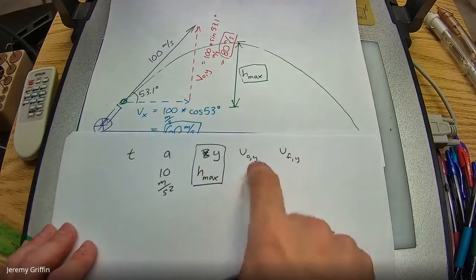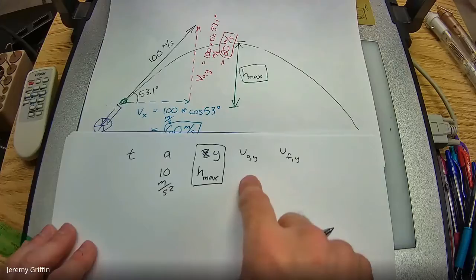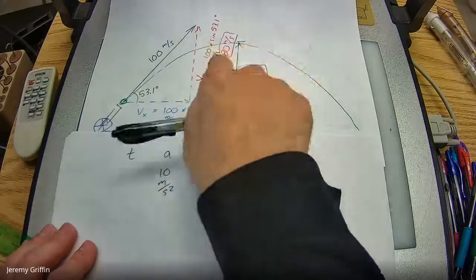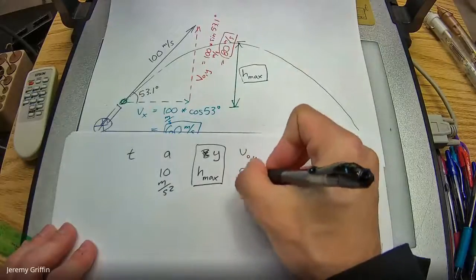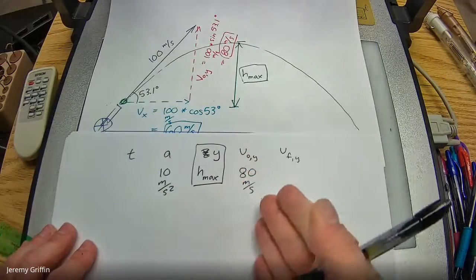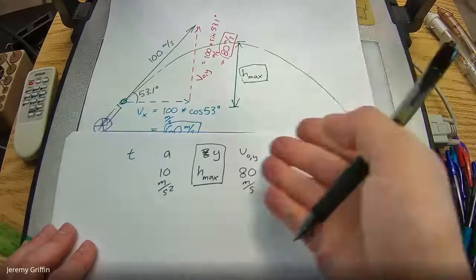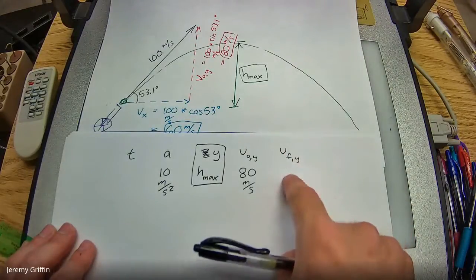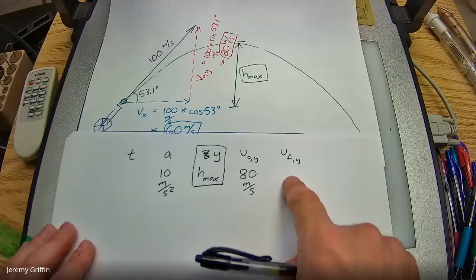What number goes right here? How fast is it going strictly upward initially? 80 meters per second. You guys have a framework with some check boxes. Just figure out what's what. If you can figure out what this number is, then you're pretty much gold.